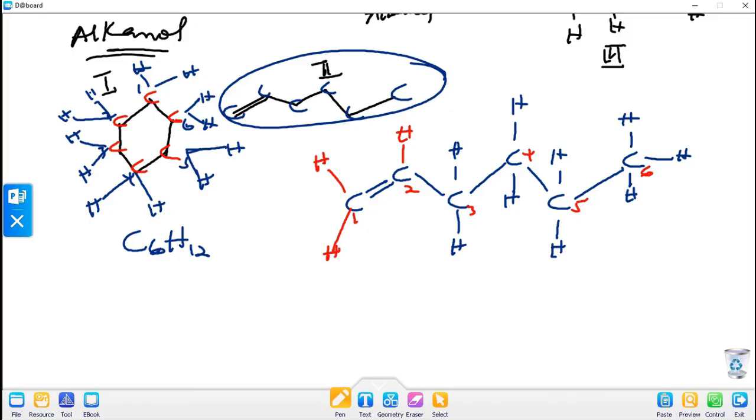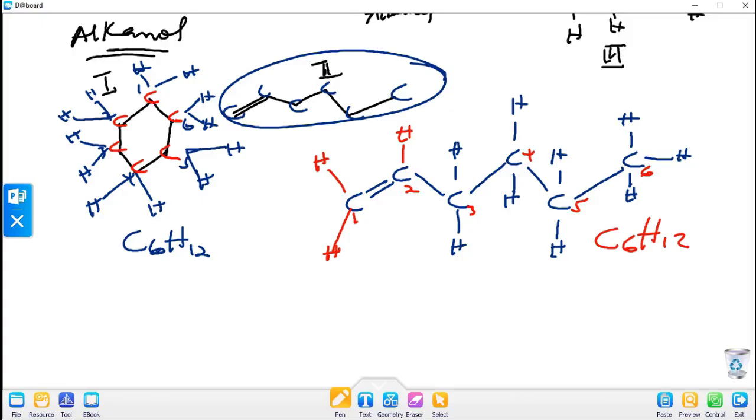Carbon 1 has 2 hydrogens. Carbon 2 has 1 hydrogen, that's 3. Carbon 3 has 2, that is 5. Carbon 4 has 2, that is 7. Carbon 5 has 2, that is 9. And carbon 6 has 3. 9 plus 3 gives us 12. So it means this compound has 6 carbons and 12 hydrogens, just like compound 1. So we can see that they both have 6 carbons, 12 hydrogens, but their structure is not the same.